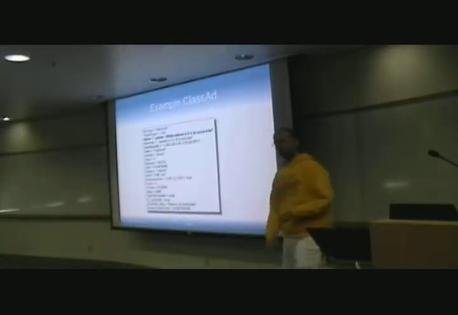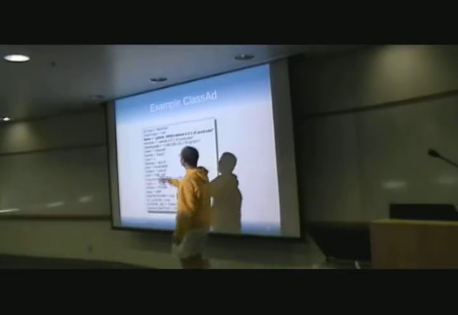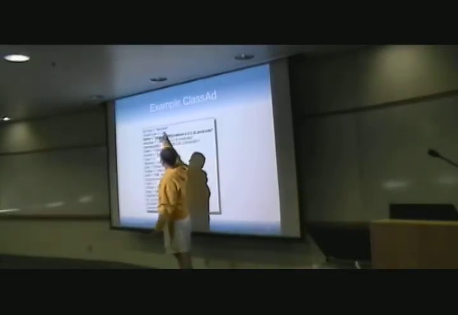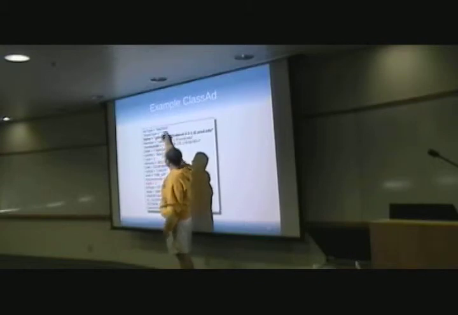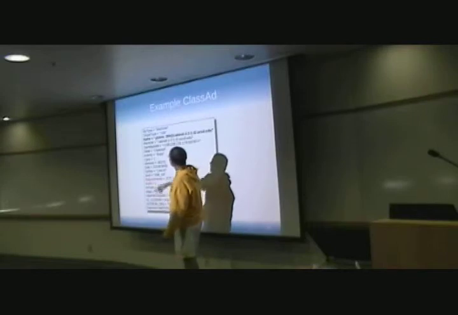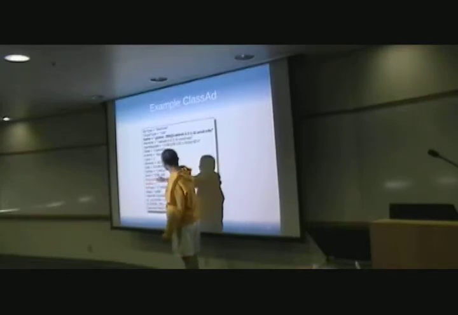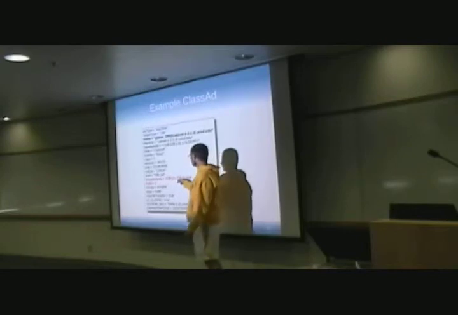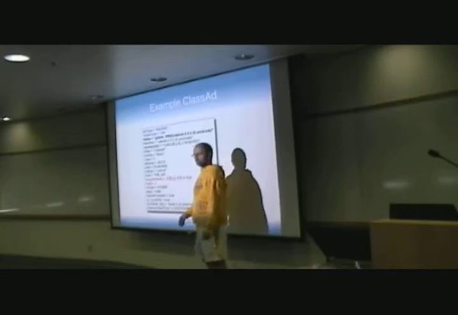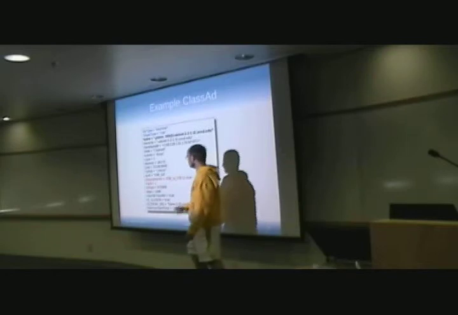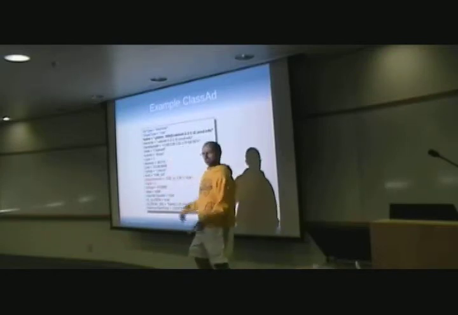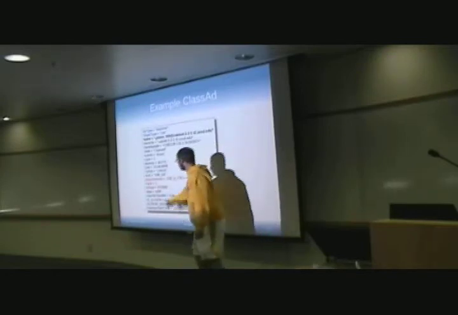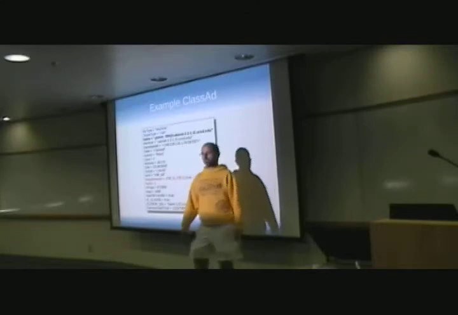So here is an example. This is what the class set looks like. And here you have a couple of attributes that declare what I am. I am a machine, I am looking for a job. This is my name. These are my requirements. I want the job to declare that it is not ITB. If it's ITB, I don't want to care about it. And I don't care about rank, just a number. And there are plenty of other attributes that come standard.